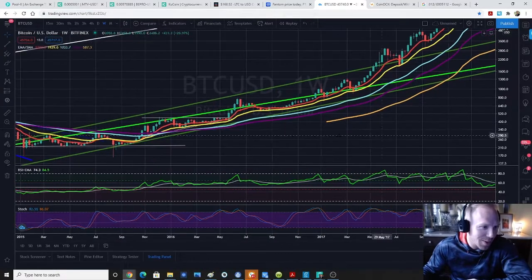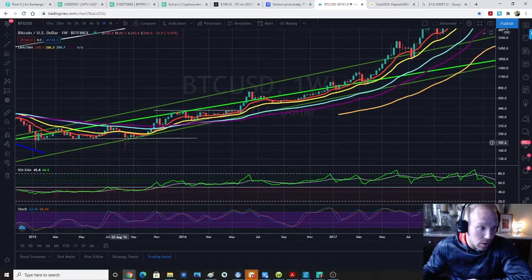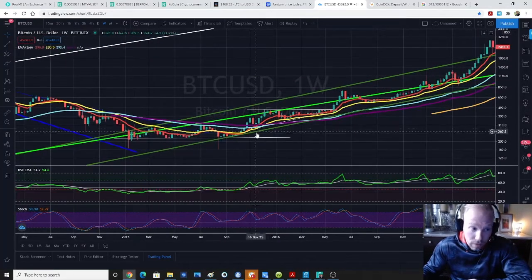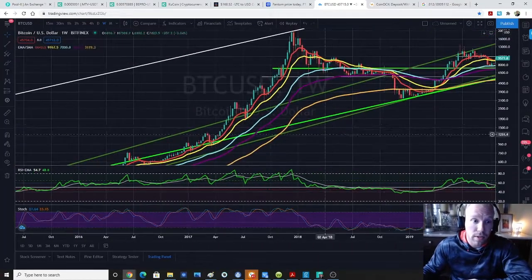That's how the saying goes. And the bottom one is support. So look how this one was support then resistance. Well, then this probably will become support and then resistance down the road. So let's see what's happening.